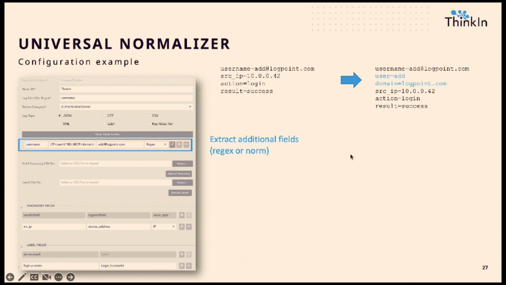So with this, I have two new fields. I still have username that will be extracted, but I will have two new fields: user and domain. And these fields are also Logpoint compliant because they are part of the Logpoint taxonomy.